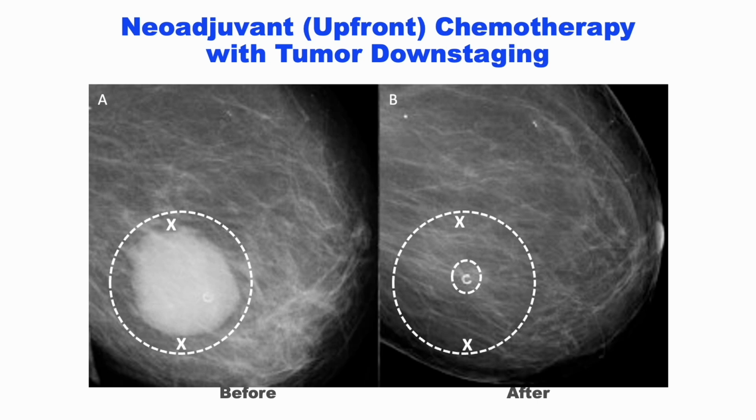Here's another patient who has had a great response to upfront chemotherapy. If not for the biopsy site marker, you'd be unable to locate the site of the cancer.